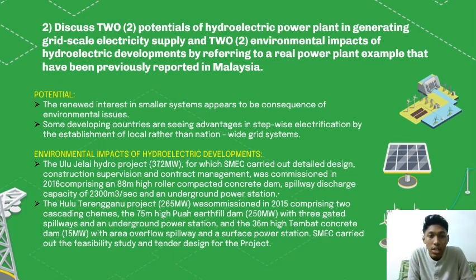Okay, the next is the Hulu Terengganu project for 265 megawatts, which was commissioned in 2015, comprising two cascading schemes. The 75-meter high Puah earthfill dam, 250 megawatts with 3 gate spillways and an underground power station, and the 36-meter high Tembat concrete dam for 15 megawatts with an overflow spillway and a surface power station. SMEC carried out the feasibility study and tender design for the project.